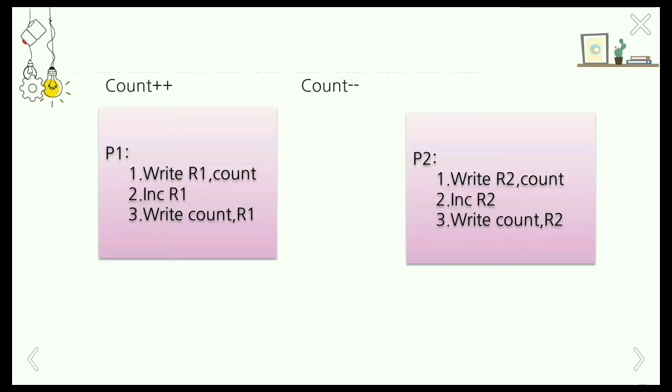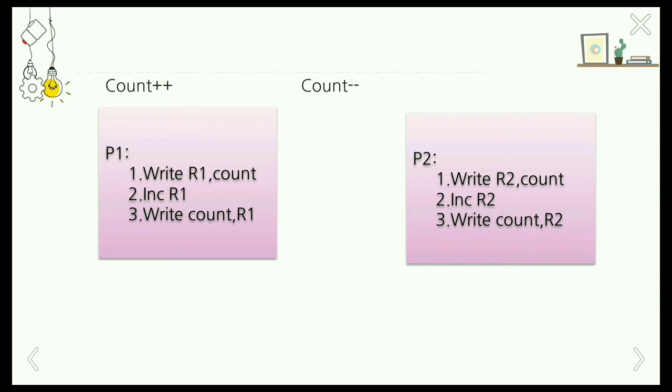Here we have taken a shared variable, or shared memory location, that is count, and let us consider the count value to be 10. We have two processes executing on the shared memory location, P1 and P2. P1 is performing the increment operation and P2 is performing the decrement operation. First let us consider P1. In P1 we have 3 steps to increment the memory location.